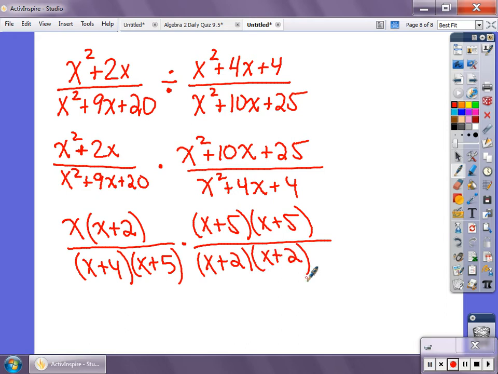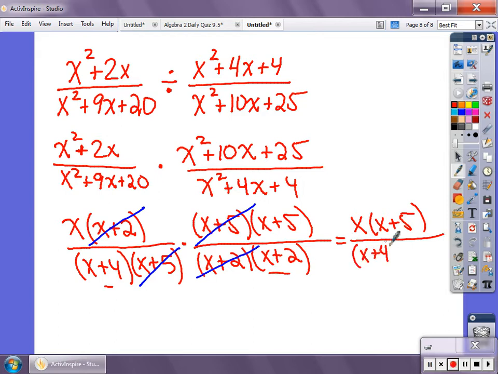And so now we need to do some reducing. I see x plus 5 on the bottom and x plus 5 on the top. You can't cross both of them out. Only if there was another x plus 5 down here could you reduce the x plus 5 in the numerator. X plus 2 and an x plus 2 reduce, and nothing else does. And so when we write our answer, you're going to have an x and an x plus 5 left on top over x plus 4 and an x plus 2. And you're done.